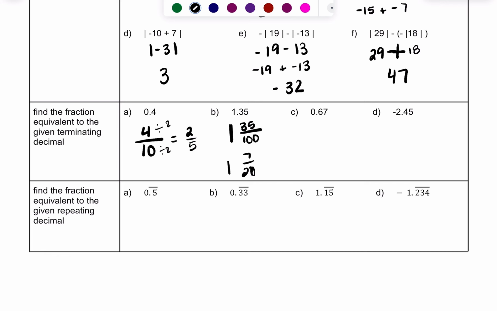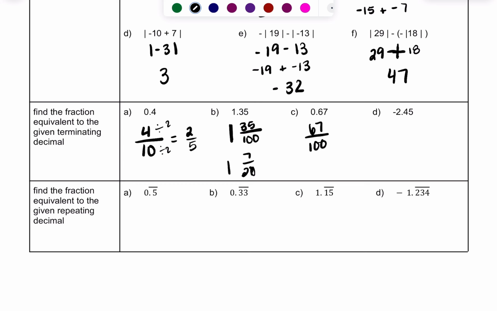All right, letter C. If I look at this, no whole number, so I can go ahead and move on with just my decimal placement. There are two decimal placements here, so that means the tenths and the hundredths. So I'm always going to put it to the highest one, which is over 100. I'm going to make that decimal placement into a whole number now, which would be 67.